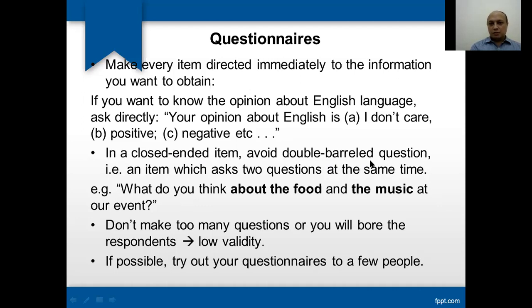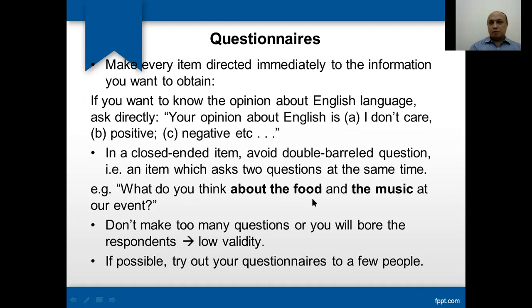Double-barrel means an item which asks two questions at the same time, and it's not effective. It is confusing to your respondents. For example, your question goes like this: what do you think about the food and the music at our event? This is a double-barrel question because you ask two questions. One is, what do you think about the food? And what do you think about the music?